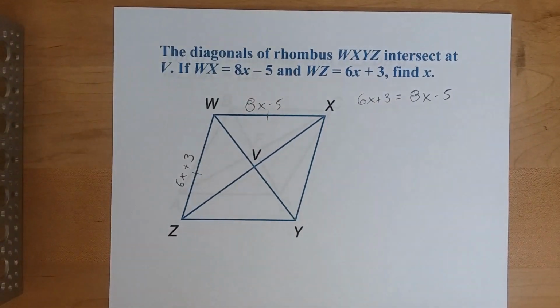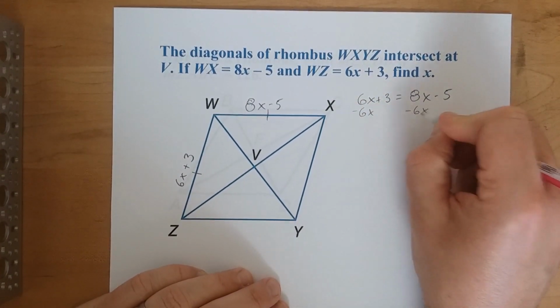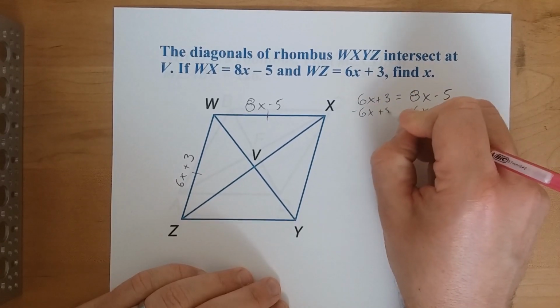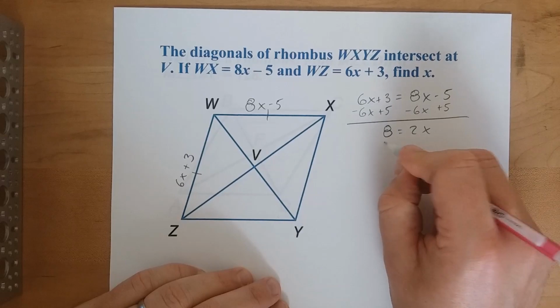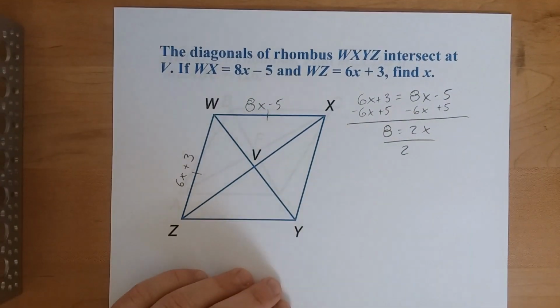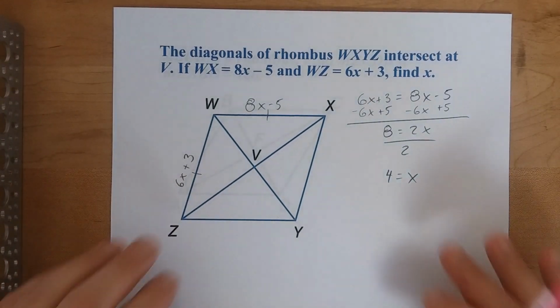Okay? And we can solve that for x by subtracting 6x from both sides and adding 5 to both sides at the same time. And we end up with 8 equals 2x. We divide both sides by 2. We get 4 equals x. Okay.